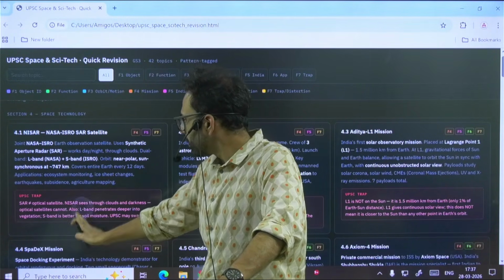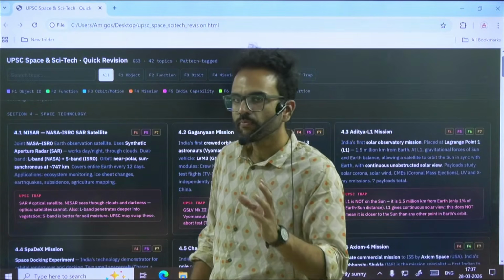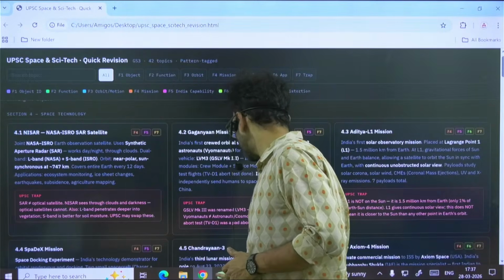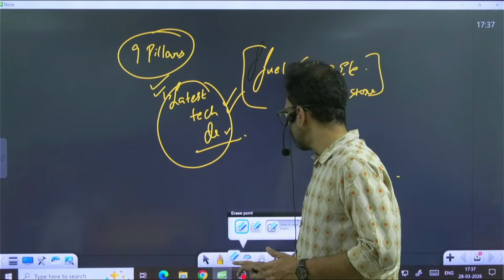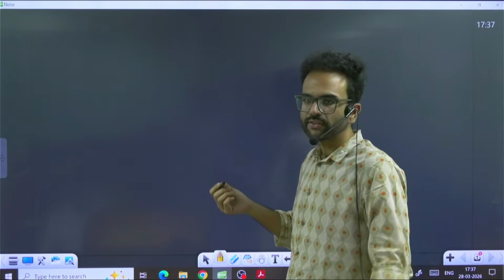What is the difference between L band and S band? You need to know. Like I told you, spectral imaging, for example, there is a concept called spectral imaging. Again, I won't complicate things for you. I'll tell you in a very simple language that you can understand.